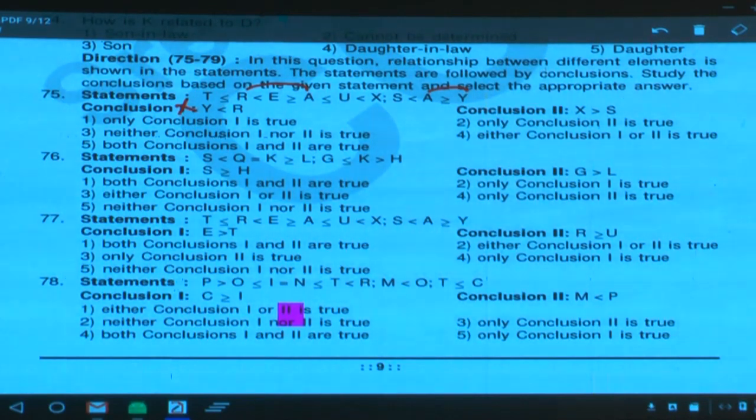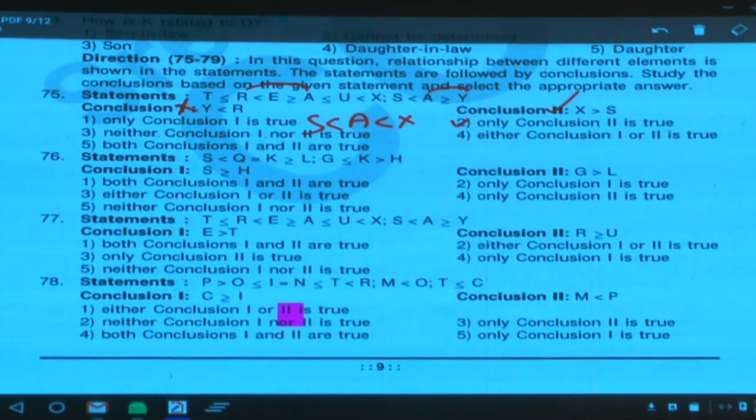Isn't it? Then coming to the second conclusion, X and S. X and S, A and X, what is the relation here? A lesser than X, and S is lesser than A. S lesser than A lesser than X. Then what is the conclusion here? S is lesser than X is true. As S is lesser than X is true, then X greater than S is also true. Then what is your answer here? Only conclusion 2 is true, that is choice 2. Done with this? Question number 75, choice 2.